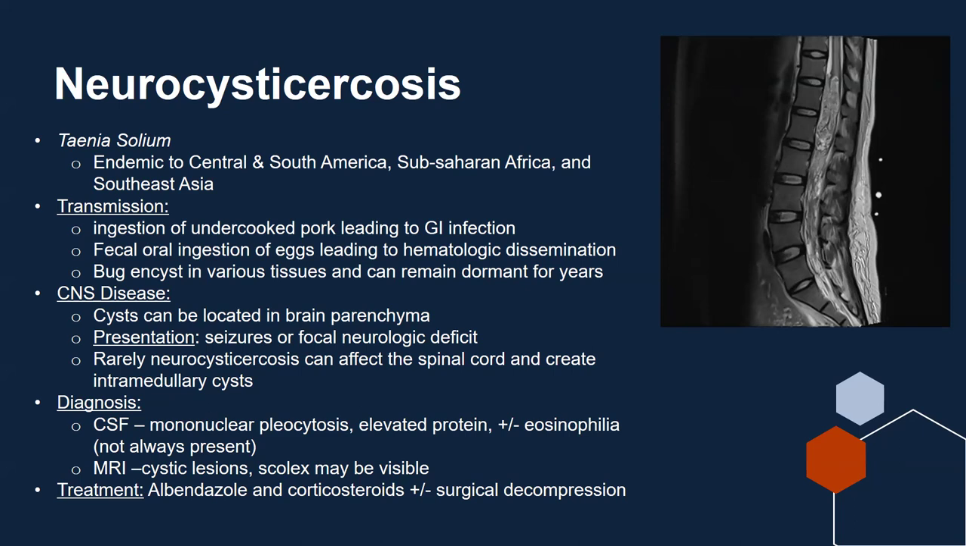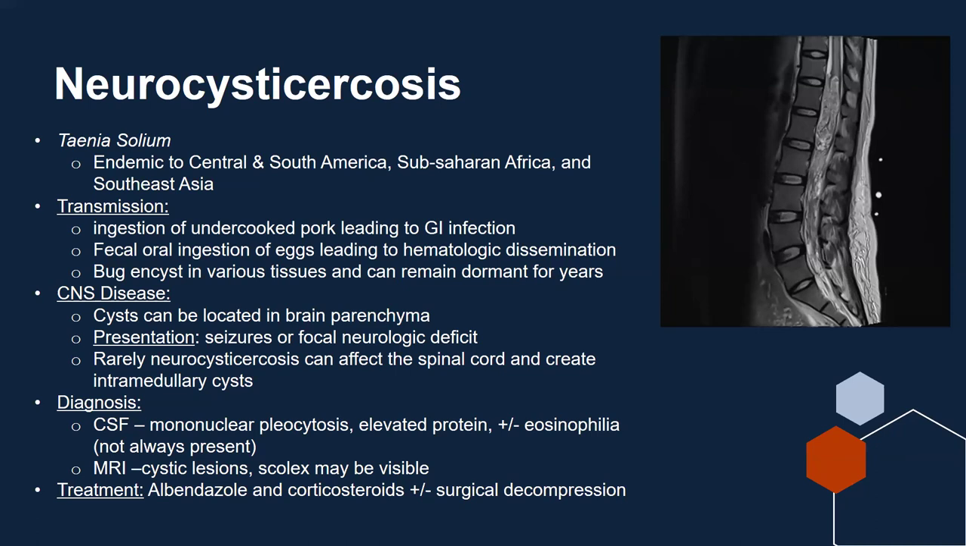As previously mentioned, when we think of neurocysticercosis, we think of scattered brain lesions or scattered cysts throughout the brain parenchyma. And these patients typically present with seizures or focal neurologic deficits. However, it can cause an intramedullary cyst within the spinal cord as well. When this happens, patients will have focal motor deficits, radicular pain, and sensory issues from the spinal lesion, as well as a subacute or chronic myelopathy. And typically, these patients also have brain parenchyma involvement as well. It's not typically just an isolated spinal disease.